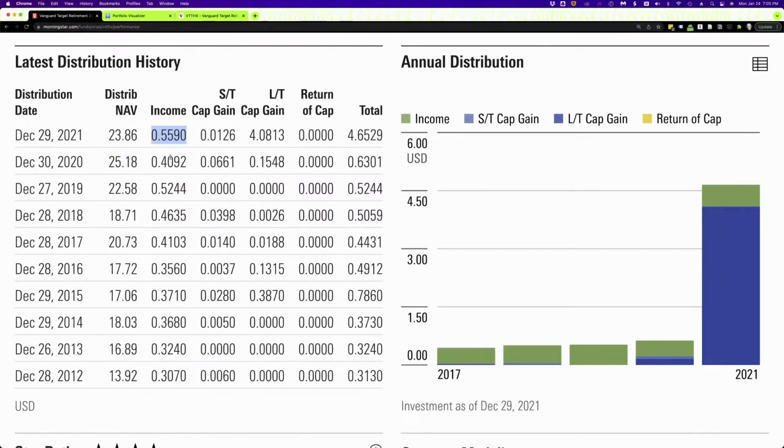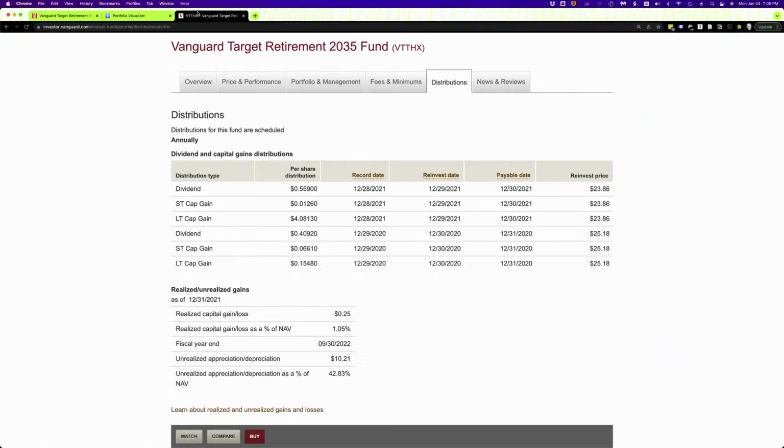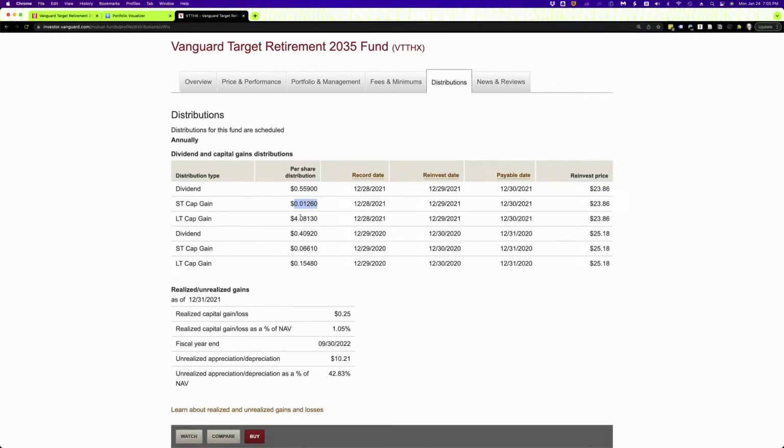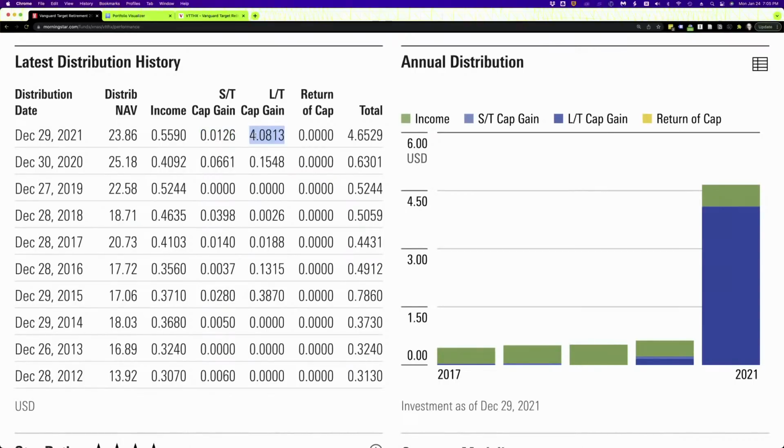There it is. That's what matches up, right? Those were dividends. There's probably some interest in there, but in any event, short-term capital gains, they paid what? 0.0126. There it is right here. And the big whopper, the big thing here, long-term capital gains, $4.08 and some change. And there it is. So Morningstar got the numbers right.